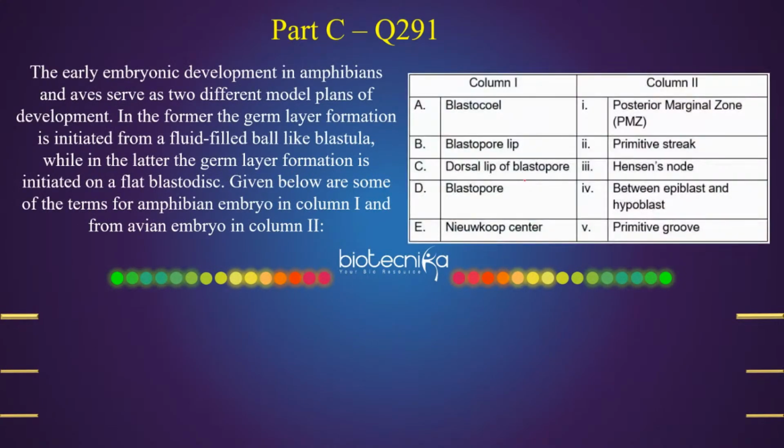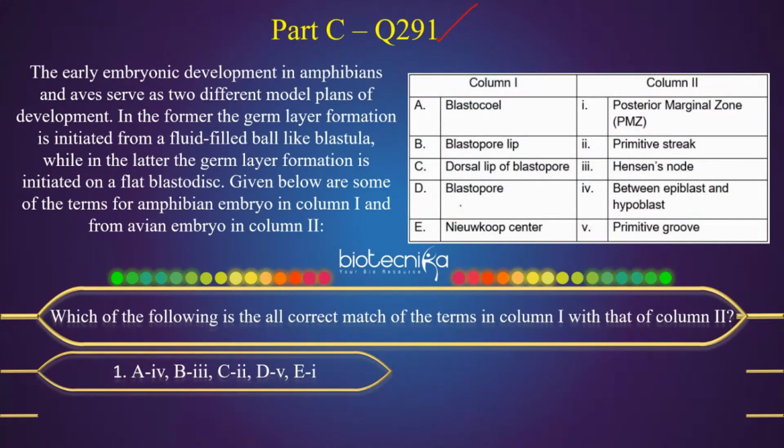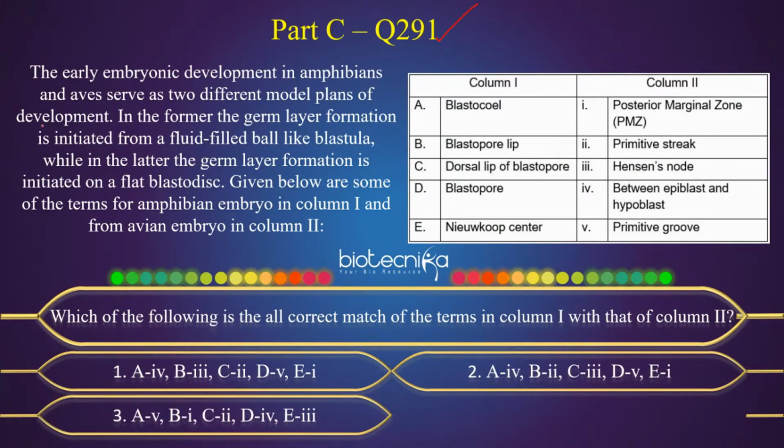This is the last question in shift 2. This is regarding the amphibian and avian, means birds, chicks, and amphibian. Some terms are given from amphibian gastrulation, some terms are given from avian gastrulation. You have to match similar roles, similar terms. That means which have similar functions. Okay. So, what will be the answer?